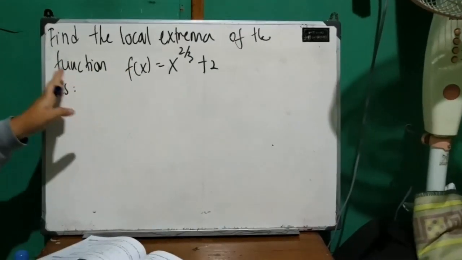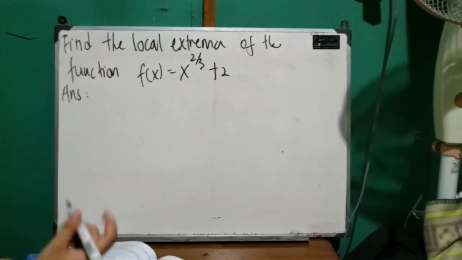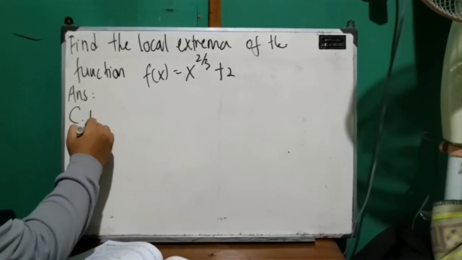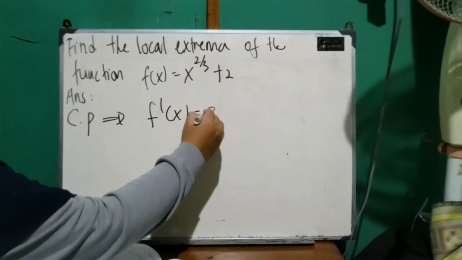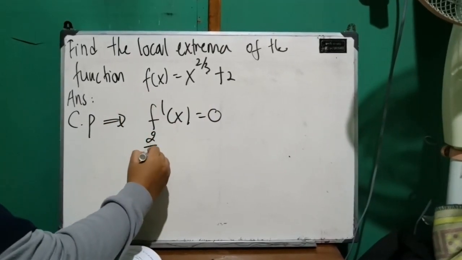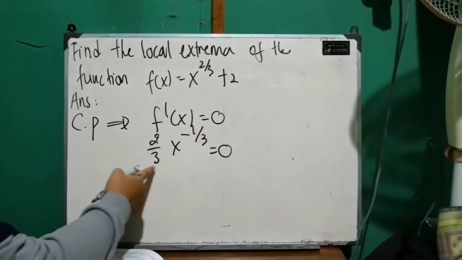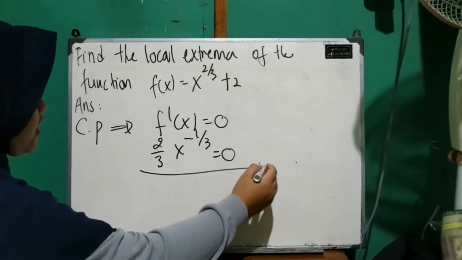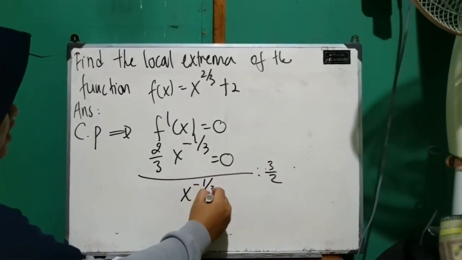Find the local extrema of the function f(x) equals x to the power 2 over 3 plus 2. You need to find the critical point, where the first derivative is equal to 0. So you take the derivative, which is 2 over 3 x to the power minus 1 over 3 equals 0. We can divide by 2 over 3, so this becomes x to the power minus 1 over 3 equals 0.